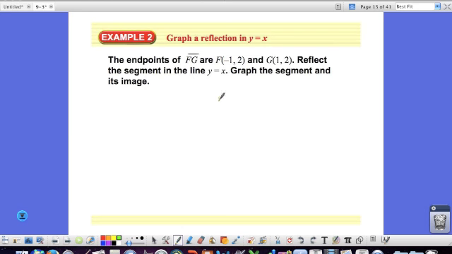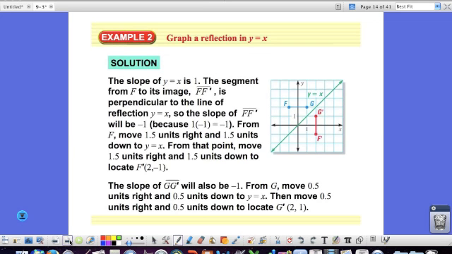So my F prime is going to be (2, -1), and my G prime is going to be (2, 1). So let's see how this looks here. So there we go. There's our line. So FG and F'G'. Let's look at our original points.